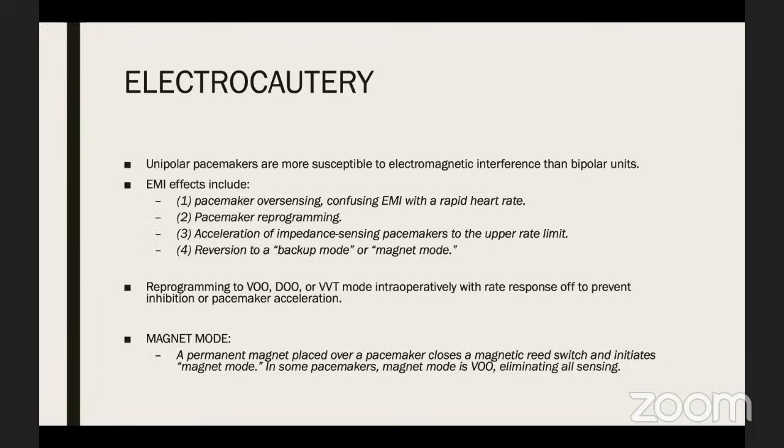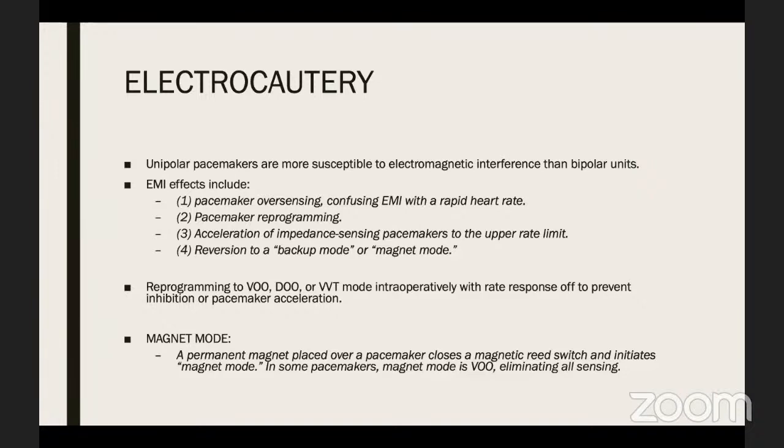So using electrocautery in surgery with a patient having a pacemaker: unipolar pacemakers are more susceptible to electromagnetic interference than the bipolar unit. So electromagnetic effects will include pacemaker oversensing, confusing the electromagnetic interference with a rapid heart rate. Then the pacemaker will be reprogrammed after the surgery. Acceleration of impedance sensing the pacemaker to the upper rate limit, reverting to the backup mode or magnet mode.